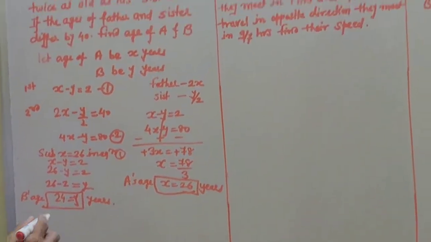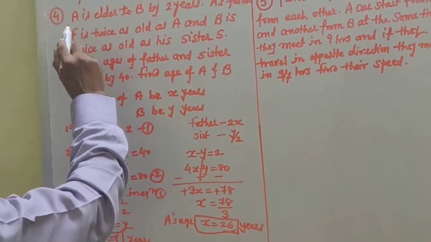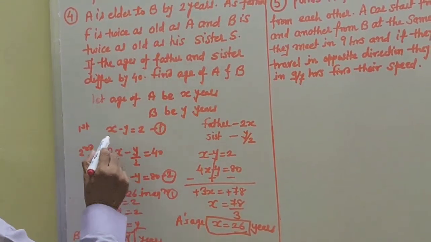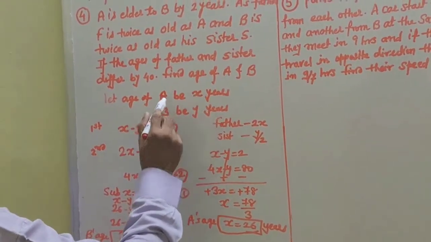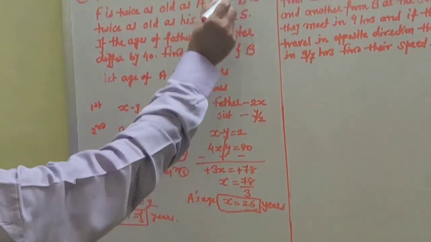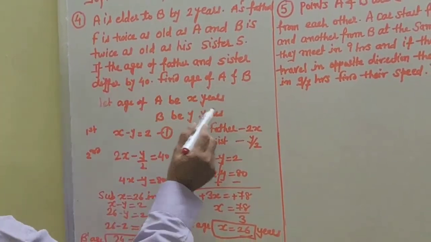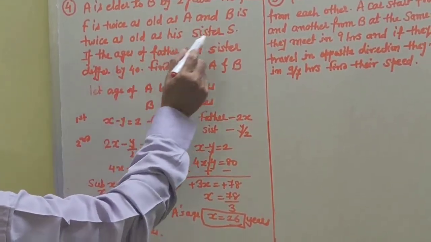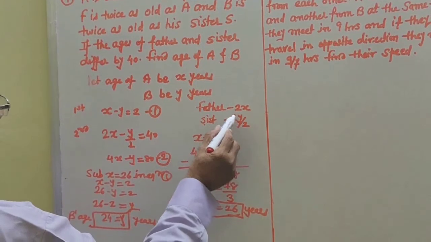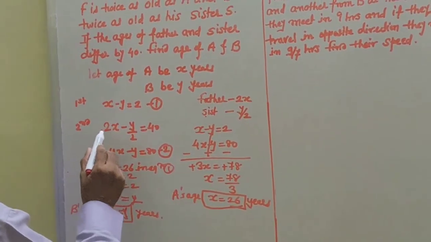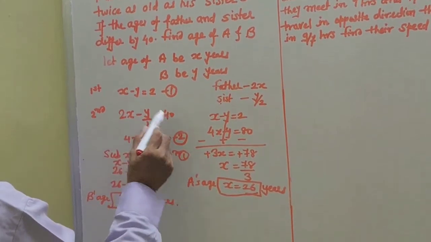Okay, you understand? The first condition given in this problem is A is elder to B by 2 years. Means first condition, let the age of A be x, B be y. x minus y is equal to 2. Now the age of father F is twice, means 2x. B is twice as old as his sister, means sister will be half of y. They differ by 40, means 2x minus y upon 2 is equal to 40.